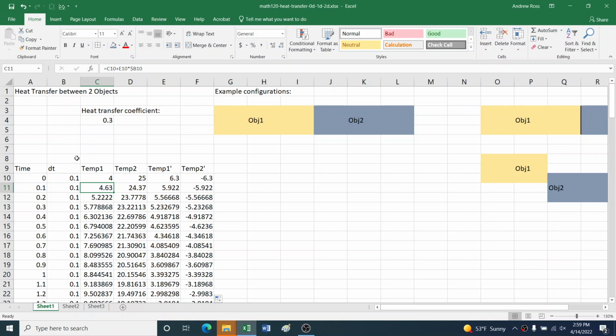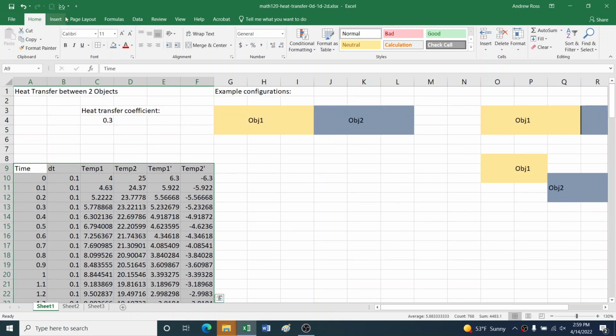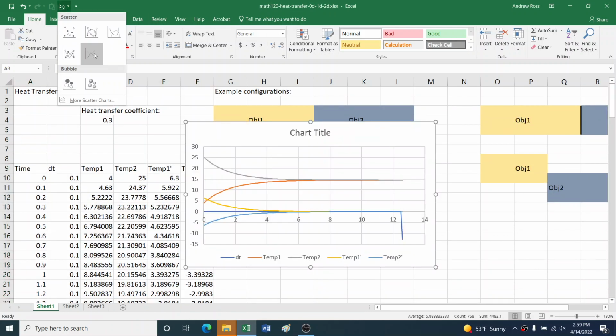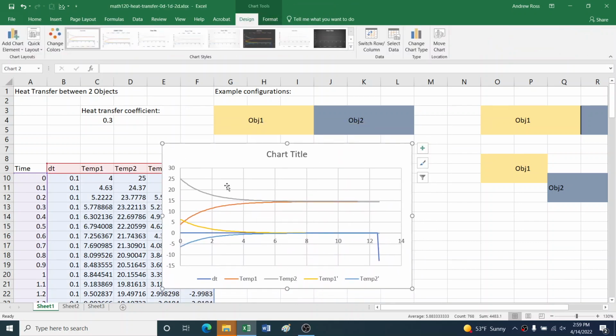All right, so let's graph this. We'll highlight time, Control-Shift down arrow, Control-Shift right arrow to highlight the big block of data, and then we'll insert a graph. Let's use connecting lines, straight lines with no markers, and let's see if this makes sense. We have object 1 temperature warming up and object 2 temperature cooling down, and they eventually reach the same temperature.